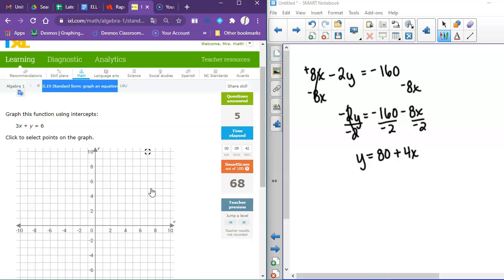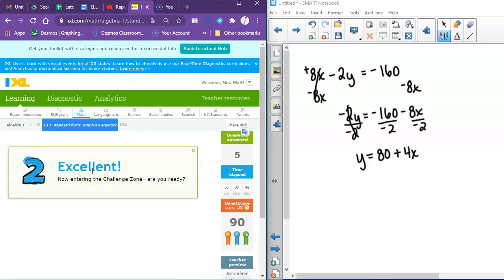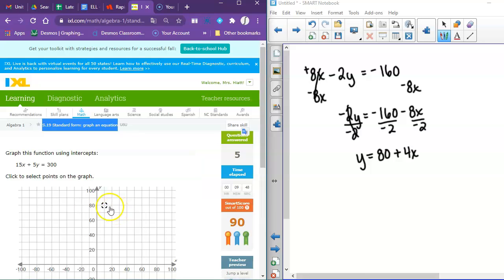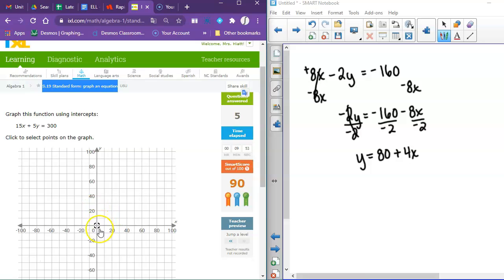Okay, so this is what you're going to do on this IXL. I don't think you're going to see anything else that's too crazy here. You may see some of these where they go up by 10s or 20s, but otherwise everything should be pretty much like these problems that we've done. If you have any questions, let me know.